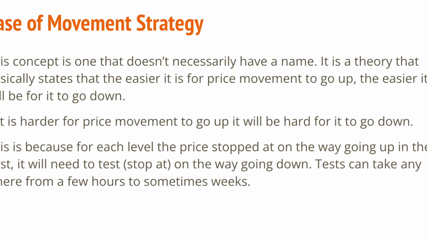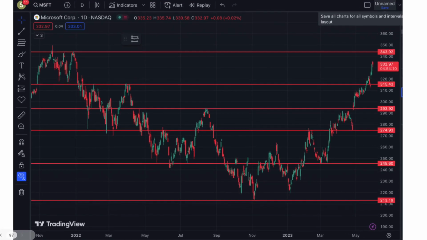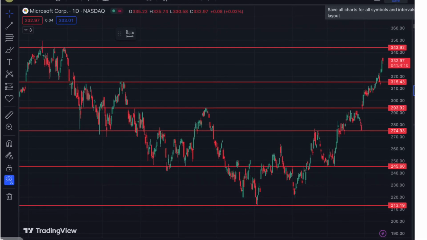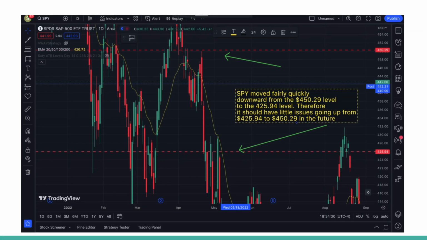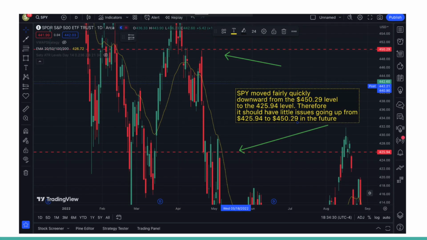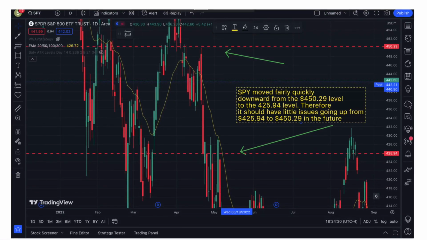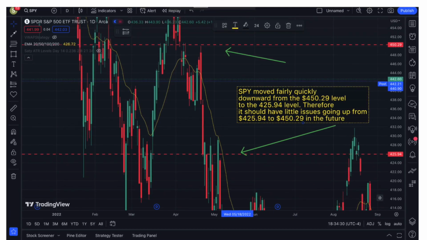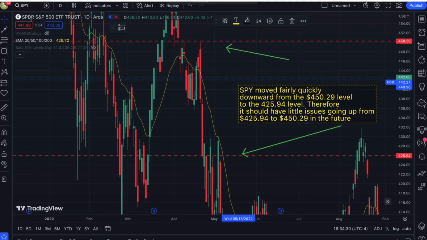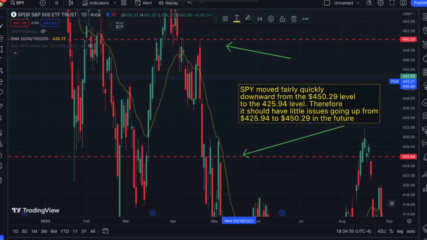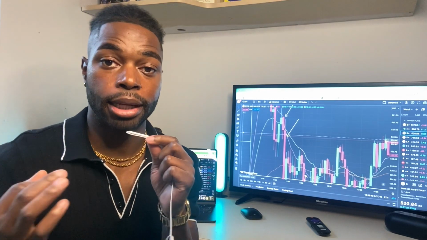And this is because for each level the price stopped at on the way going up in the past, it will need to test or stop on the way going down. So these tests can take anywhere from a few hours to sometimes weeks. So here are a few examples of the ease of movement strategy and how stocks can have a lot of trouble moving up when there's areas of consolidation or where it's moving sideways. And then as you can see here, price is just dramatically moving up. And then as soon as it got to the top, it dramatically fell down. And it happened pretty quickly.